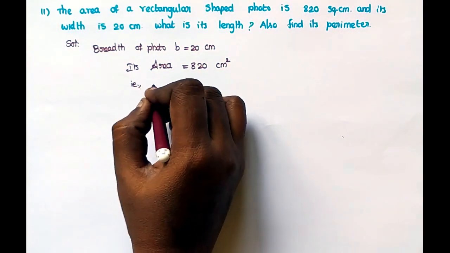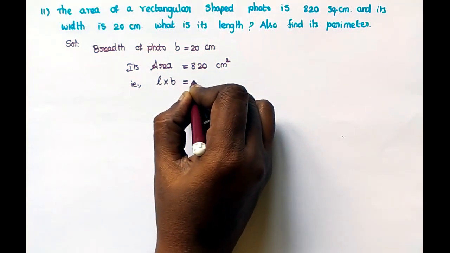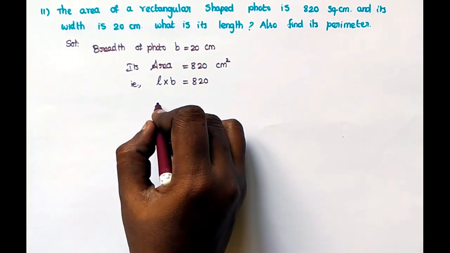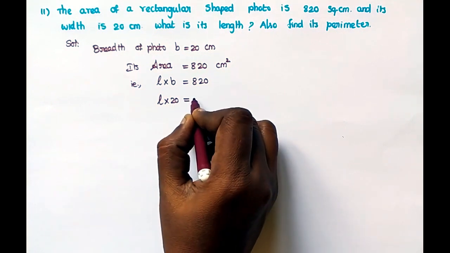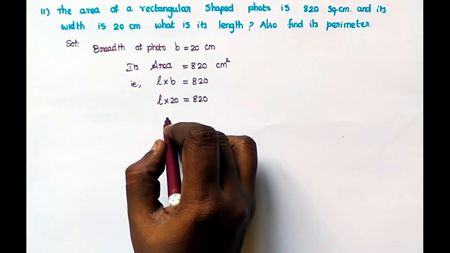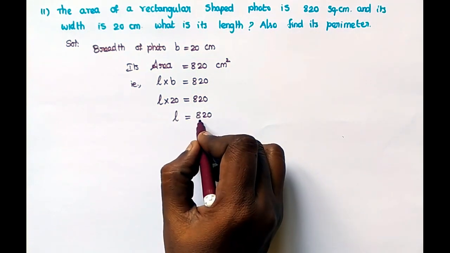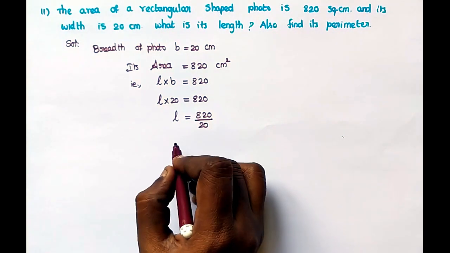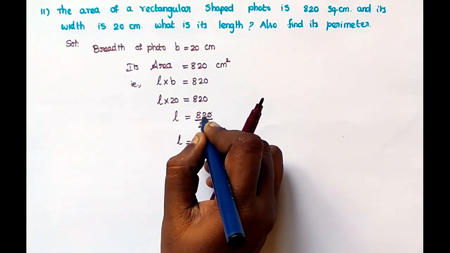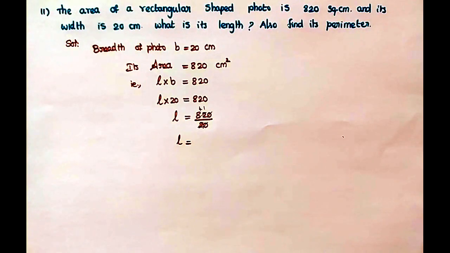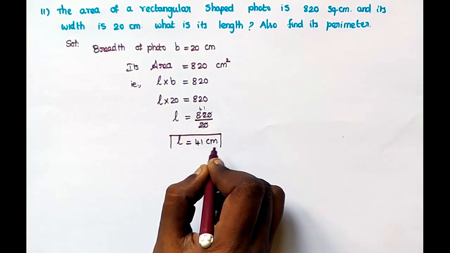So apply the formula. Area means L into B is equal to 820. L into breadth we know, that is 20, equal to 820. So L equal to 820 by 20. Here 20 is in multiplication, so bring this side means division. L equal to, cancel these numbers, that is 41 centimeter. That is the length of the photo.